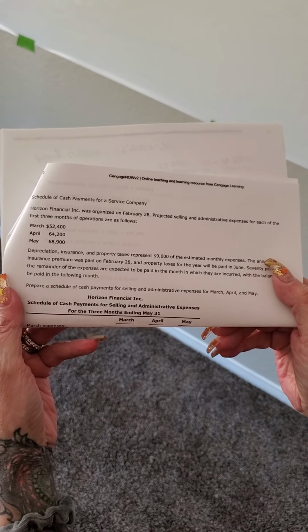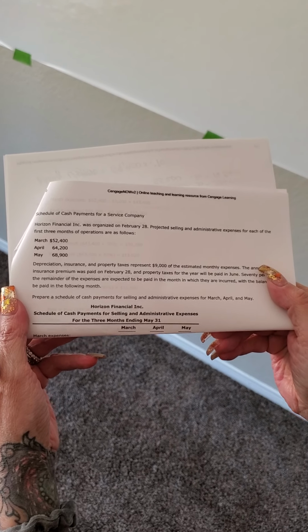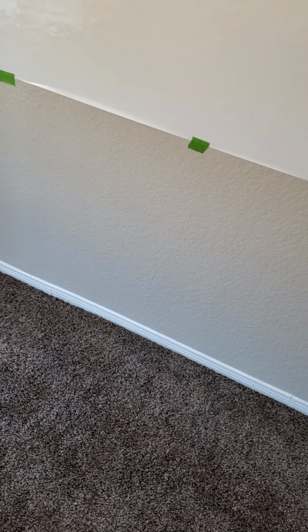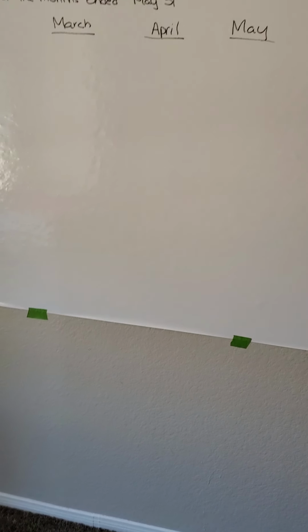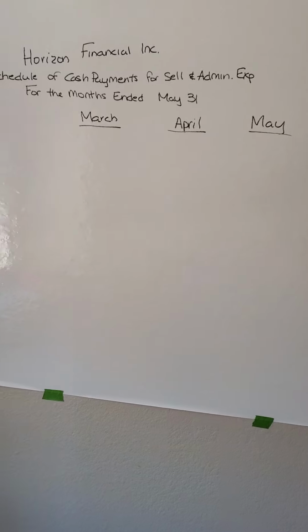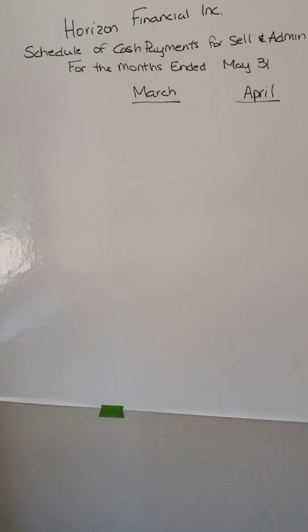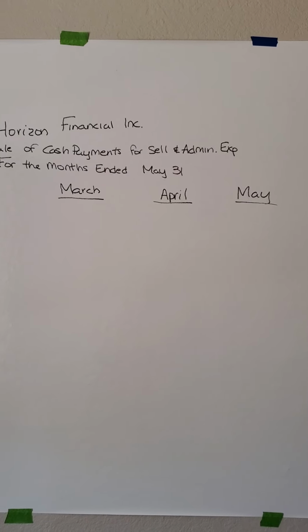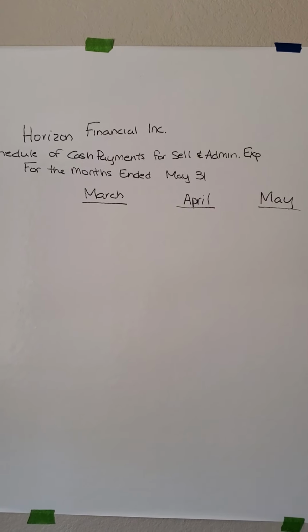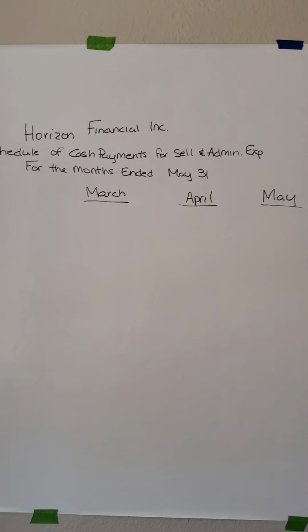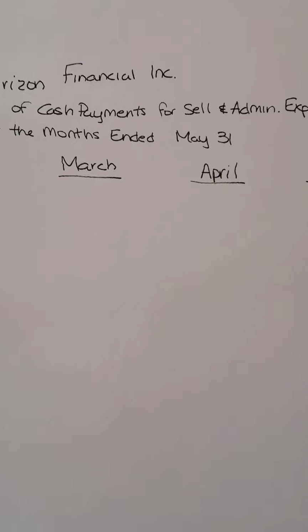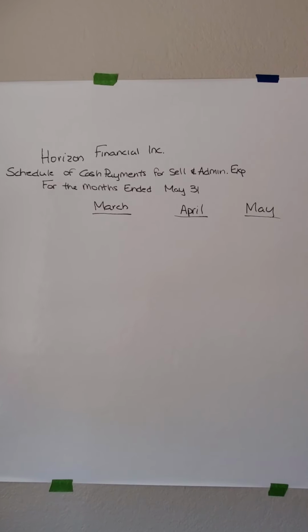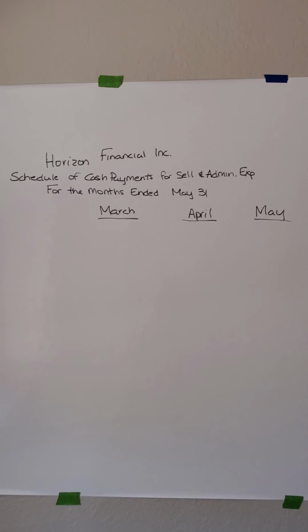And they tell us to prepare a schedule of cash payments for selling and admin expenses for March, April, and May. So I've got everything up on the board here. So we're looking at our March expenses, our April expenses, and our May expenses. So the first thing that we have to do is subtract the $9,000 for depreciation, insurance, and property taxes, because those represent either non-cash expenses like depreciation or expenses that are paid at different times but then are spread out over the year.